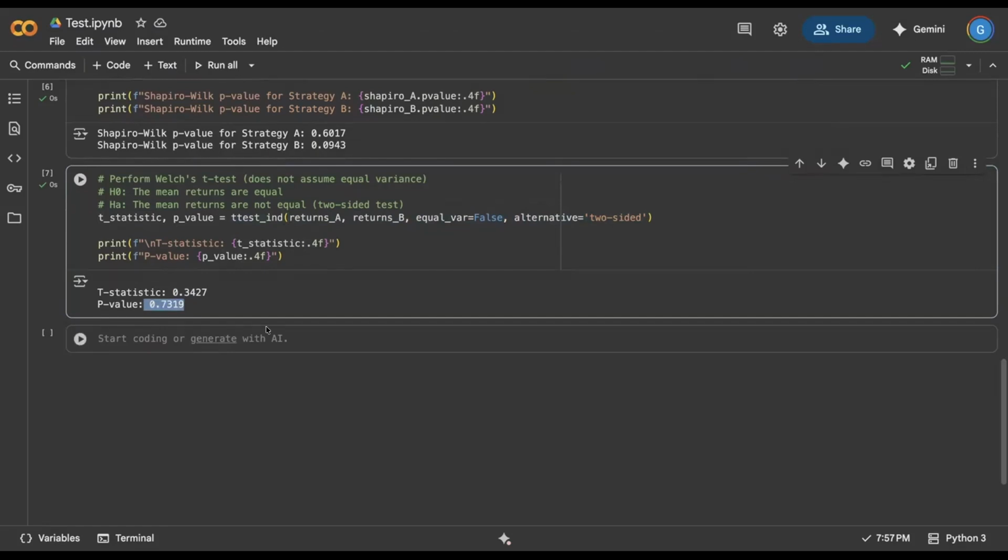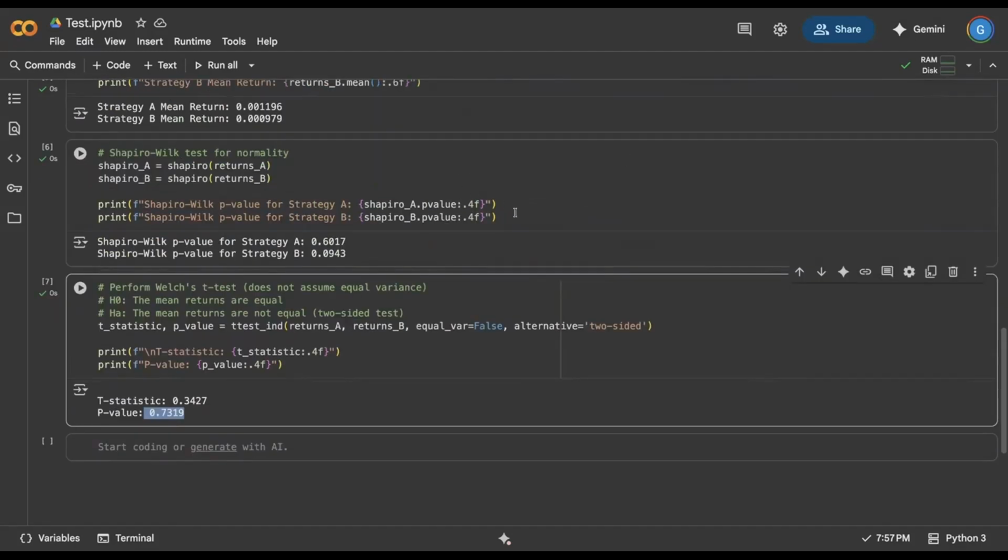Since the p-value is much greater than the significance level, which we took as 0.05, we fail to reject the null hypothesis. The conclusion is that despite the observed difference in the sample means, there is no statistically significant evidence to claim that the true mean daily returns of strategy A and strategy B are different. The observed outperformance of A over B in the sample could easily be due to random chance.